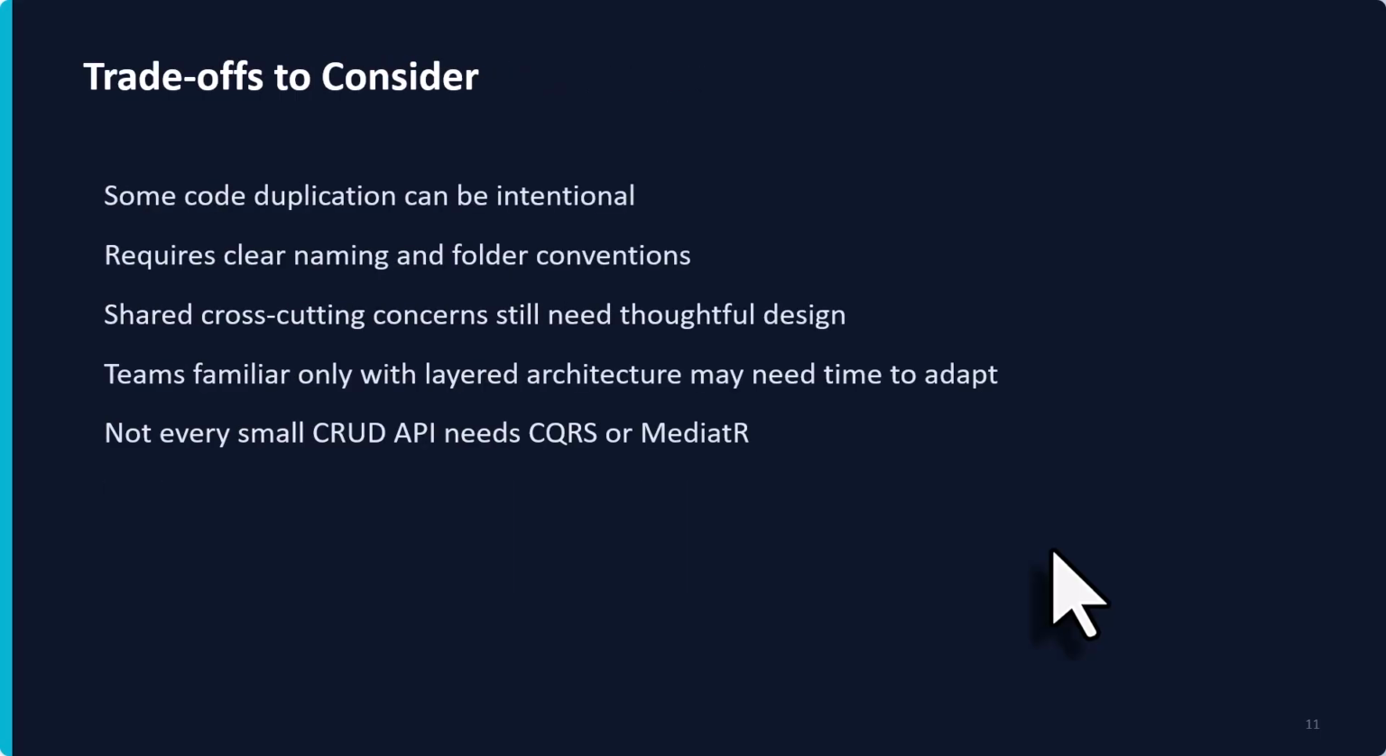Trade-offs to consider, which are a kind of disadvantage. Some code duplication can be intentional, and it requires clear naming and folder conventions. Shared cross-cutting concerns still need thoughtful design. Teams familiar only with layered architecture may need time to adapt. Not every small CRUD API needs CQRS or mediator.